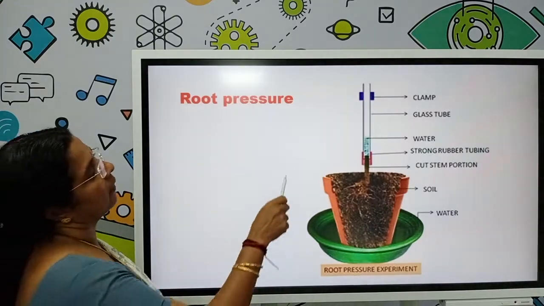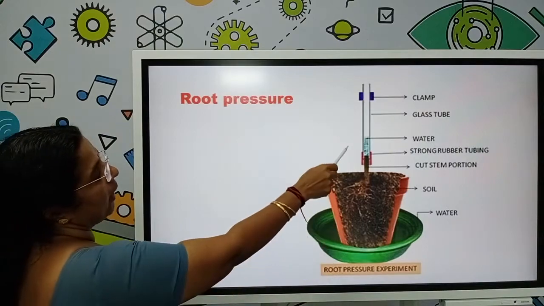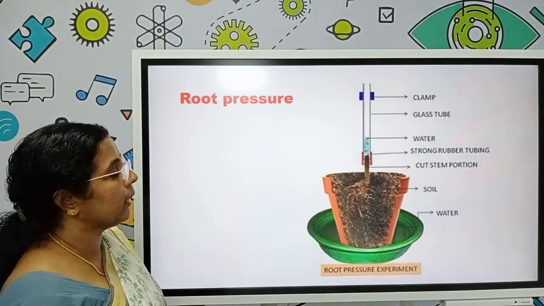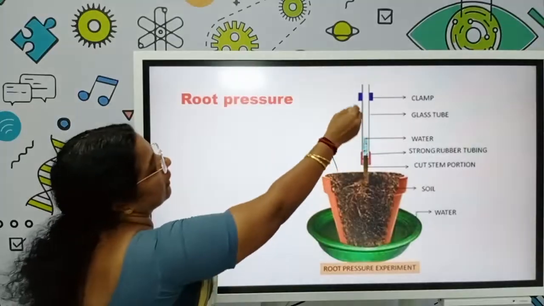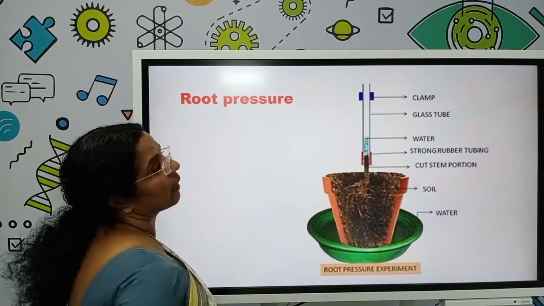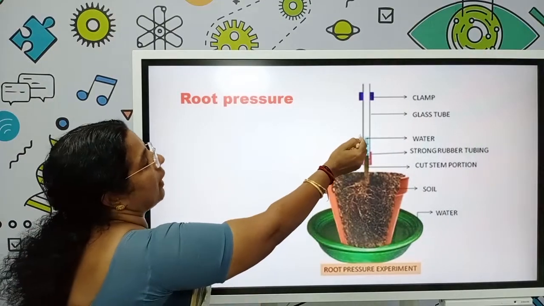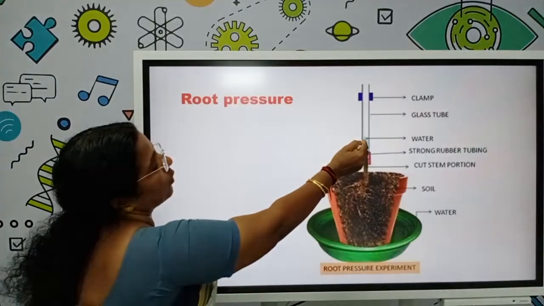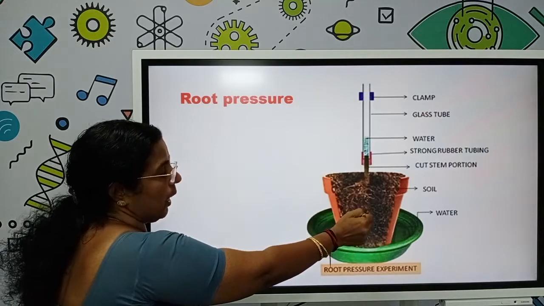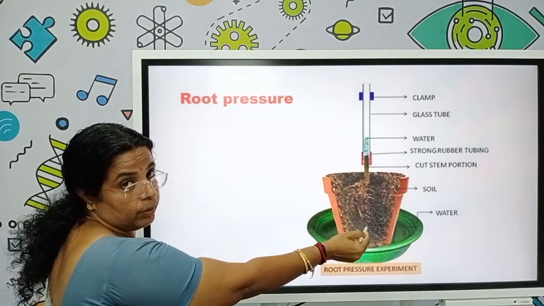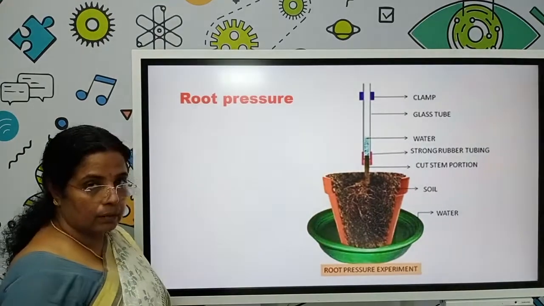Then this is a demonstration of root pressure. You have to take a potted herbaceous plant and cut its stem. Then you insert a glass tube with the help of rubber tubing. Then after some days, when you observe the glass tube, the water inside the glass tube rises. That is due to root pressure, because the root will absorb water from the soil and it will move up. That water will be collected in the glass tube.